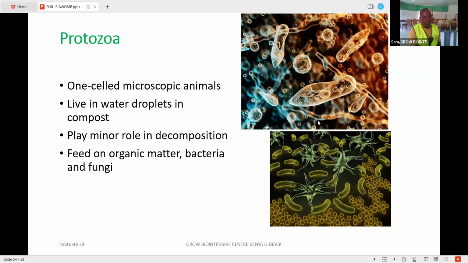They play a minor role in decomposition, not a lot of work, but they feed on organic matter, they feed on bacteria, and they feed on fungi. So when you see organisms, both macro and microorganisms, in the soil, not all of them are going to eat the organic matter. Some are going to eat others. So they are also able to reduce the population in there.